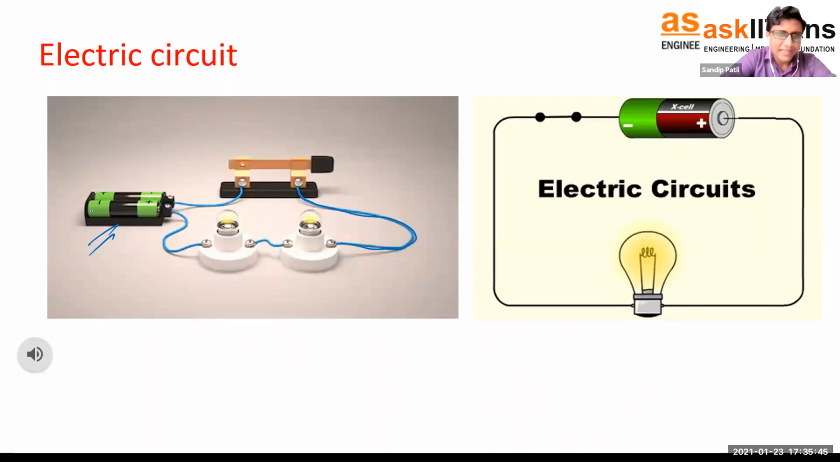Two bulbs are connected. Then sorry, two cells are connected, not two bulbs. These are two cells, right? Similarly, two bulbs are connected here. And what is this part? This whole part we can say is the key. This is the button we can say, right?